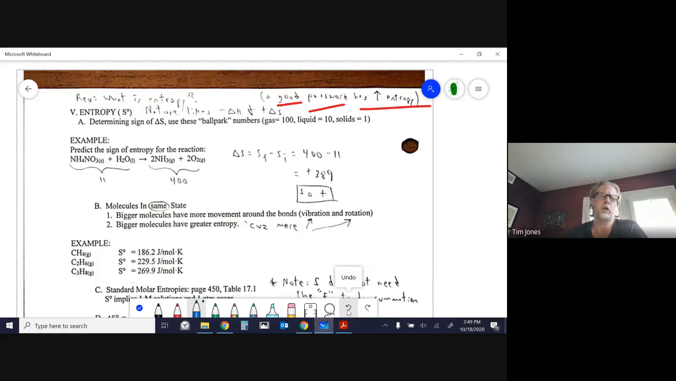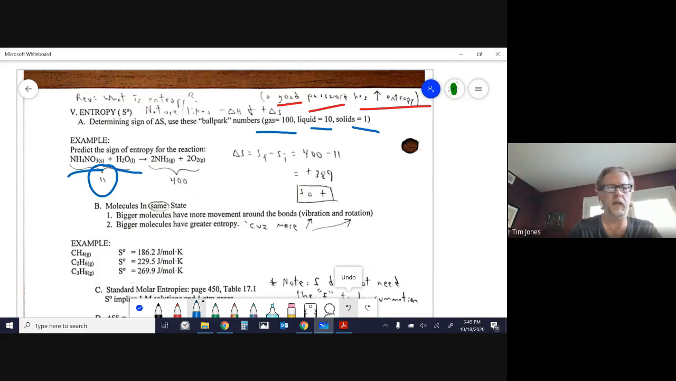When you have to determine whether the entropy change, or delta S, of a reaction is positive or negative, this is a very rough way to do it. You give gases a value of 100, liquids 10, solids 1. So take this reaction that's given here. Ammonium nitrate is a solid right here. Water is a liquid, so water is a 10. Ammonium nitrate's a 1, for a total of 11.